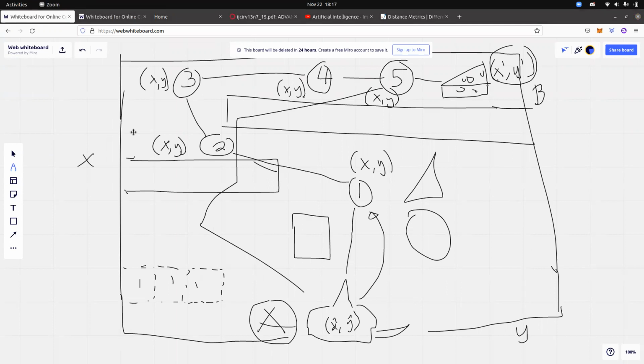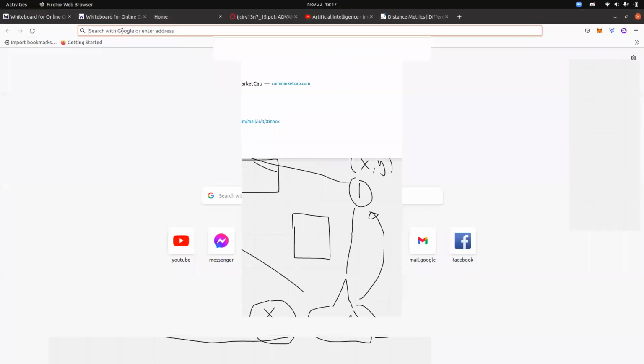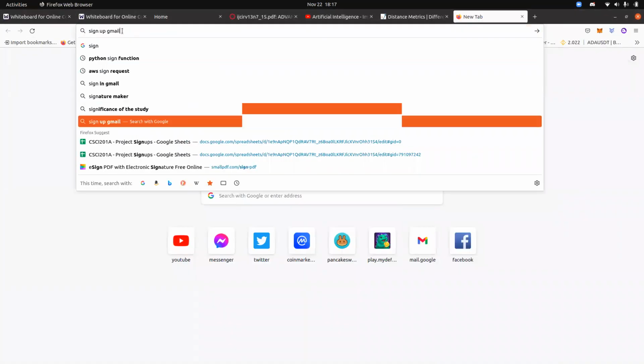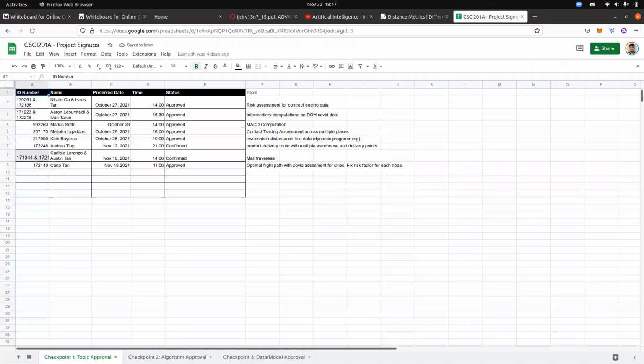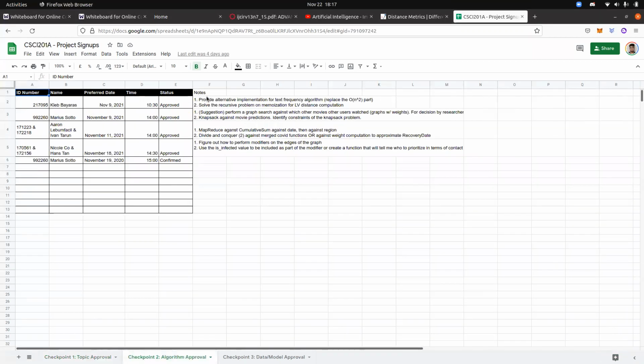Now for the project, if you notice on the sign-up sheet, please do not fill in the last column, because that's for me to take down notes. For those that were already approved, the next step is to answer the notes I've provided. That will be the next step, at least for the project part. After that, all that's left is the analysis in the paper, and then we're good for the project.